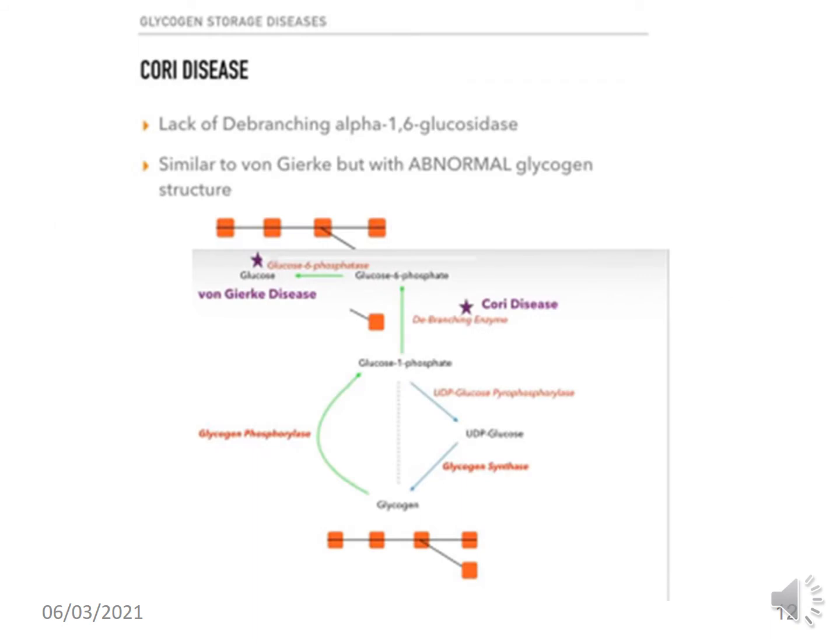Cori disease is related to the branching enzyme as shown in this figure. This figure summarizes the previous two glycogen storage diseases, type 1 and type 2.